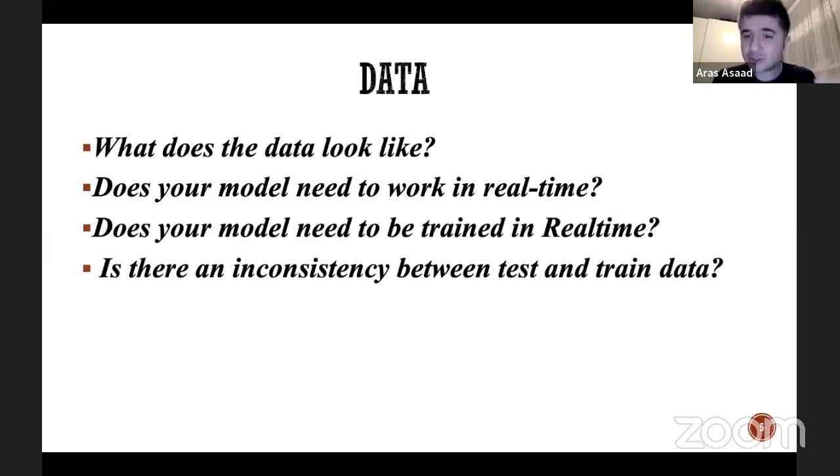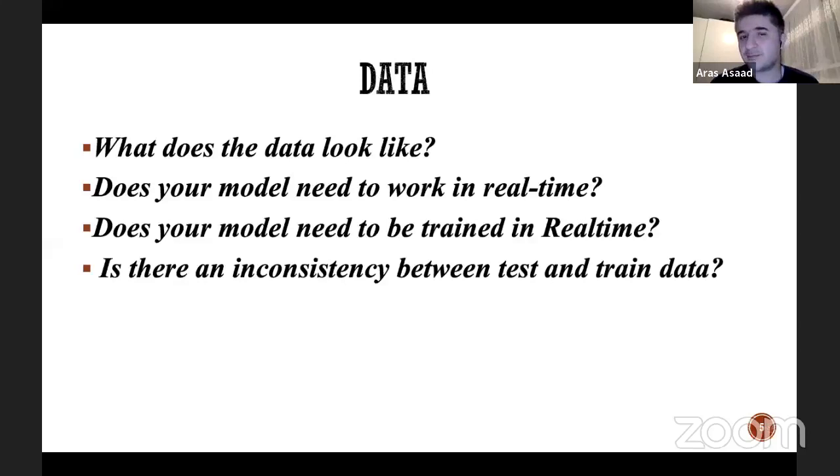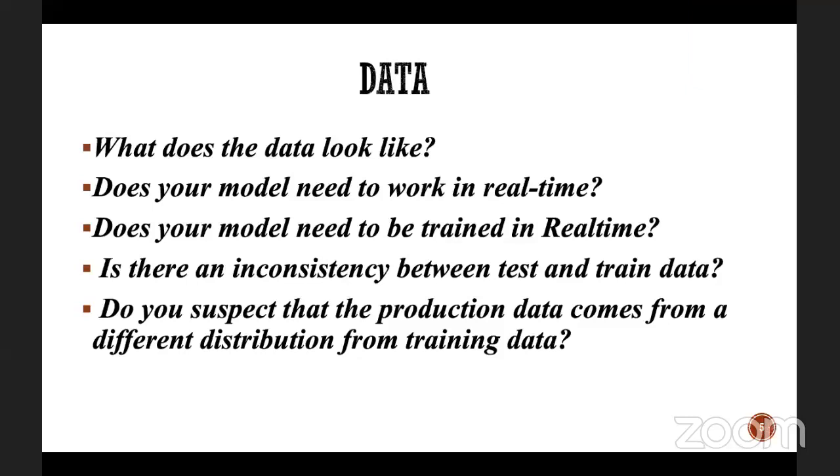Is there inconsistency between your test and training data? So most machine learning models need splitting your data, i.e. training and testing. Is there any inconsistency? For example, you're going to put all the easy cases in testing and all the hard cases in your training, or vice versa. Do you suspect that while you're training your machine learning model on the data, maybe the distribution of your data is different between the training and the testing?